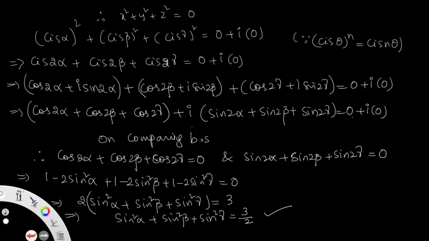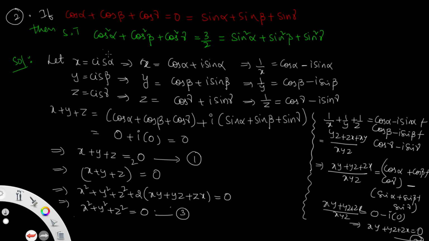So what we have done on the previous page, I will explain once again. Let cos alpha plus cos beta plus cos gamma equal to 0, which is given, and sin square alpha plus sin square beta plus sin square gamma equal to 3 by 2, which we have to prove. Let x equal to cis alpha, nothing but cos alpha plus i sin alpha. 1 by x is cos alpha minus i sin alpha. By adding, real part to real part and imaginary part to imaginary part, in the question it is given 0, so 0 plus i into 0 becomes 0. So x plus y plus z equals 0.